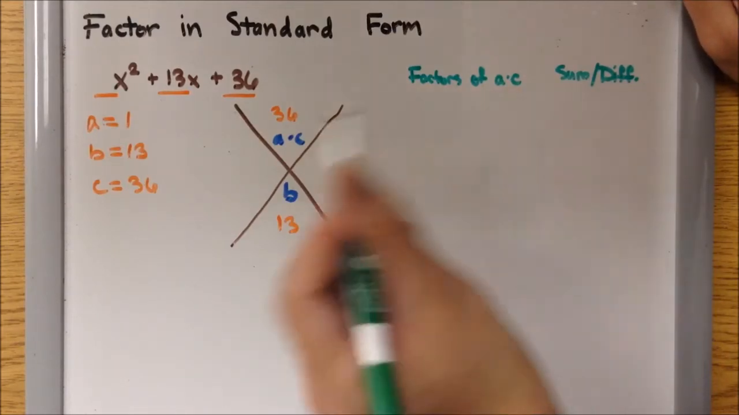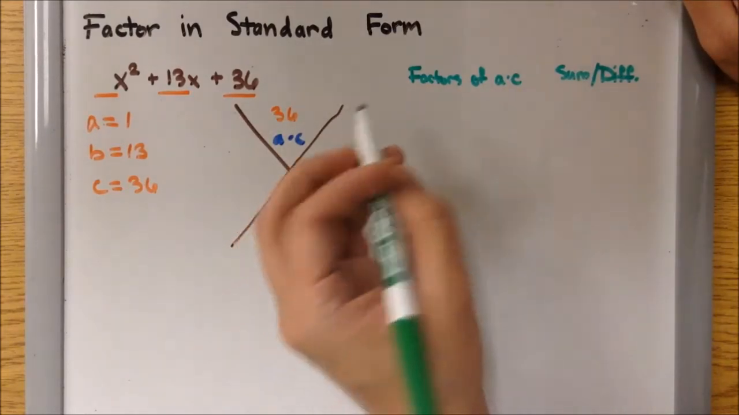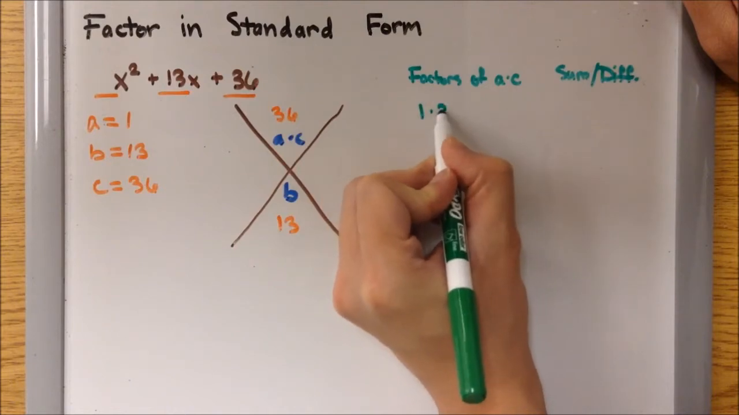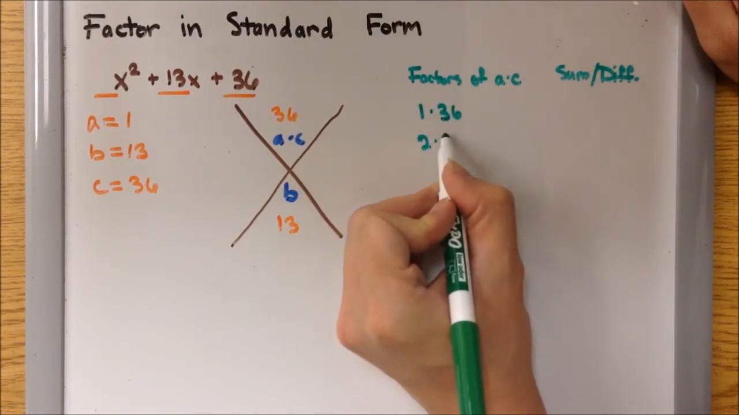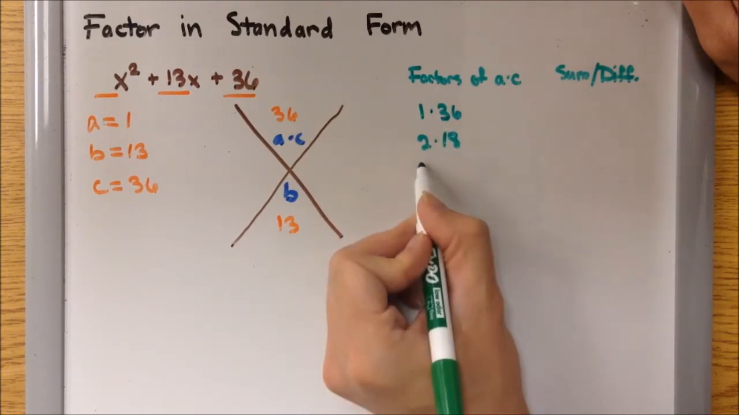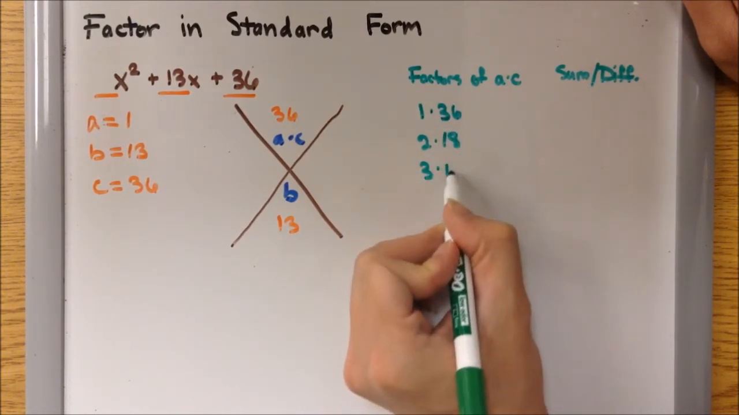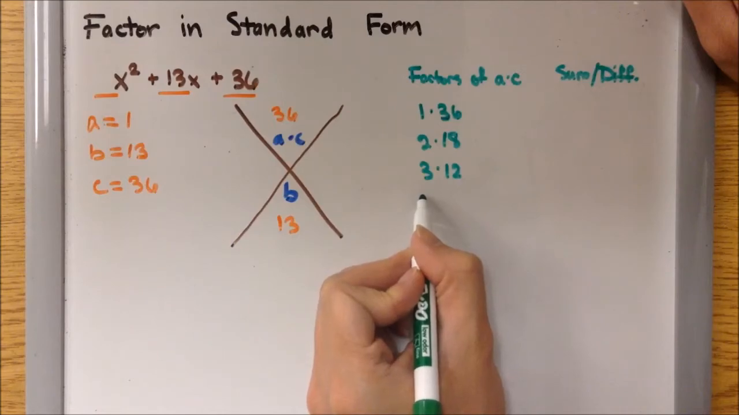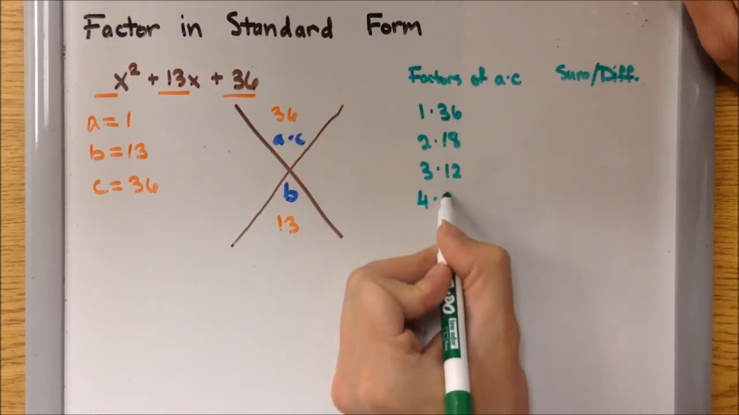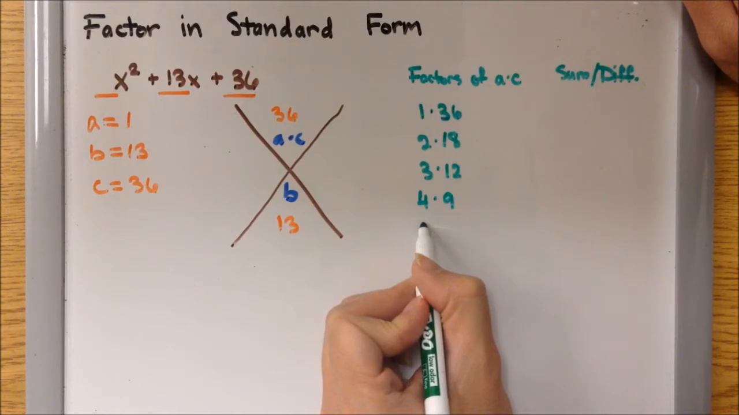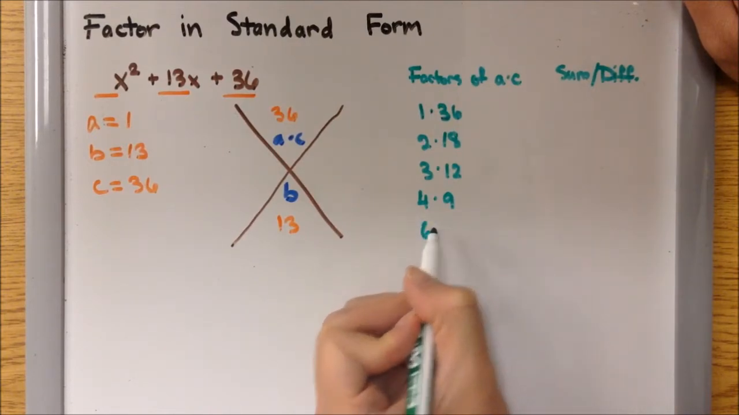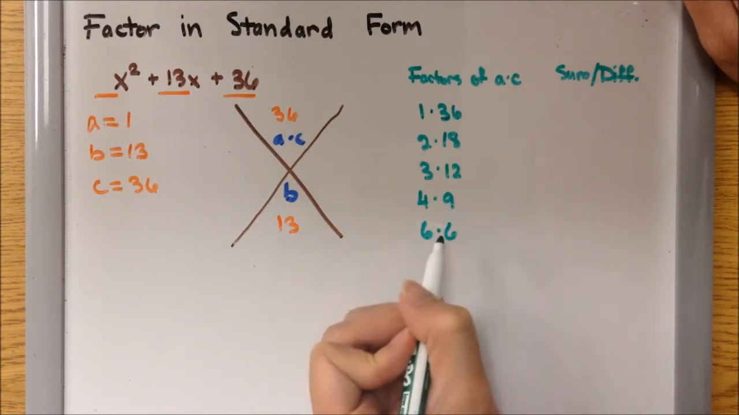So let's identify factors for 36. We can do 1 times 36, 2 times 18, 3 times 12, 4 times 9, and can't do 5. 5 doesn't go in 36, but 6 can, so 6 times 6.